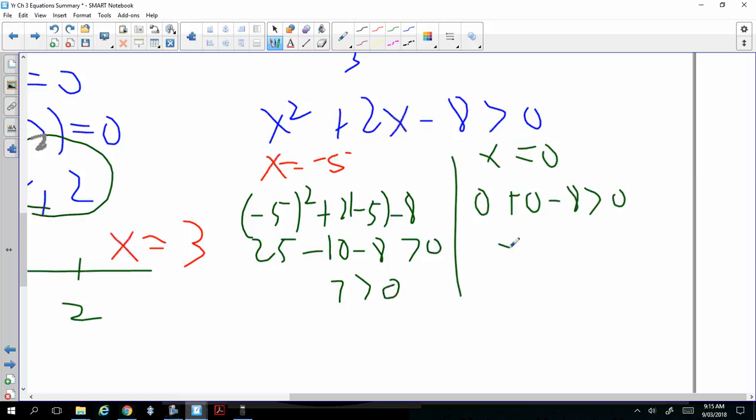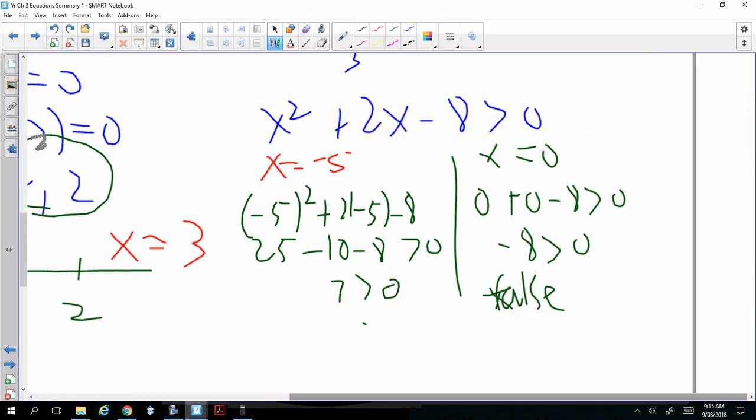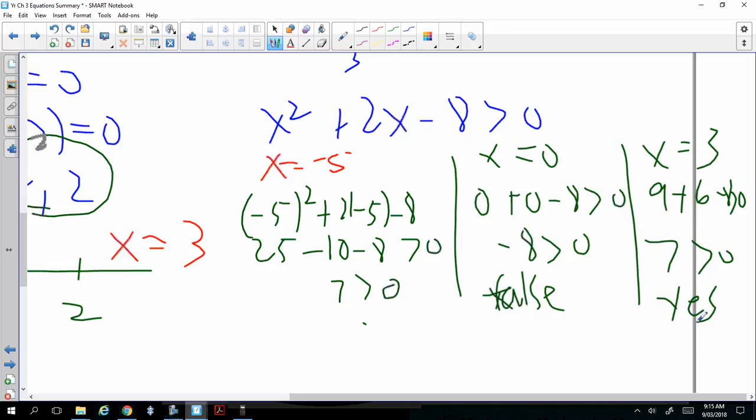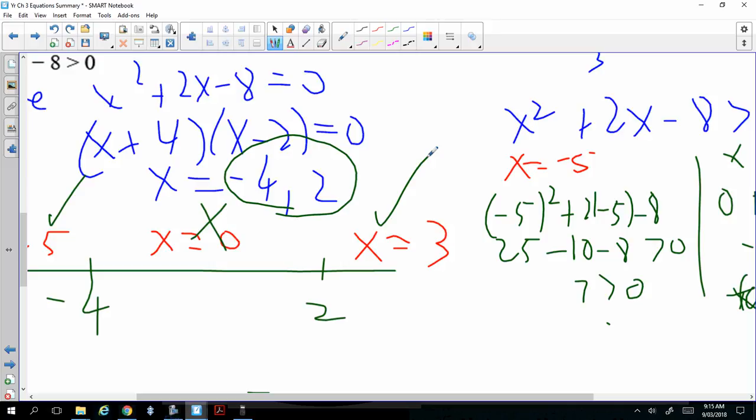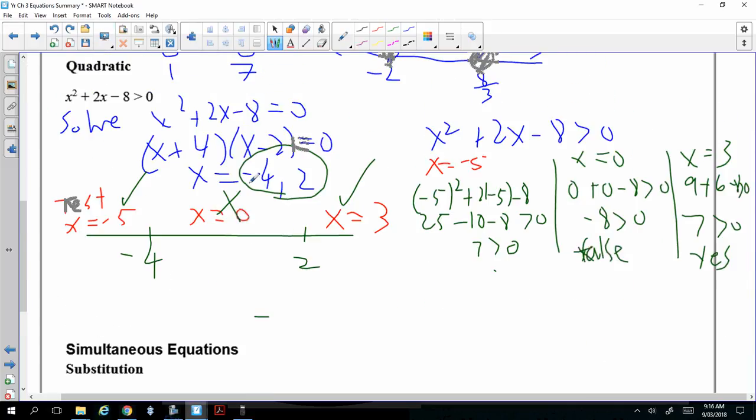And then finally 3 should work. X equal to 3. So you get 9 minus 6 minus 8. I think the answer is 7. It's bigger than 0, yes. So what we do is tick. And after you tick them, you're not finished yet. You have to write down your final answer, which is x is less than negative 4 or x is more than 2. Right? In the places where you ticked.